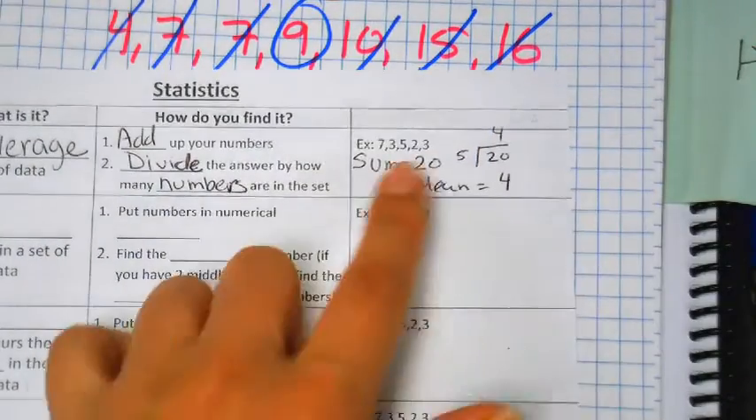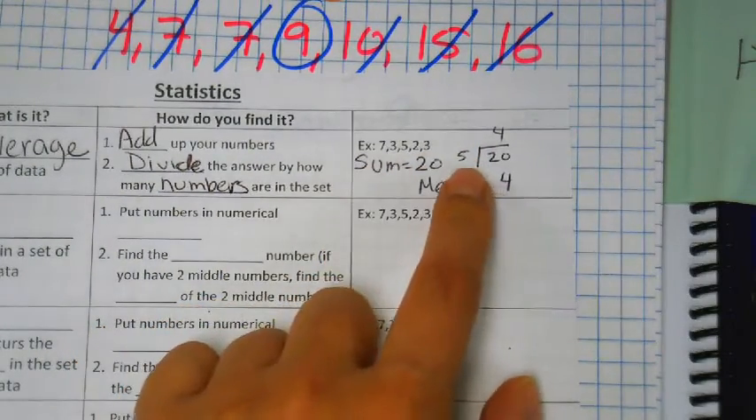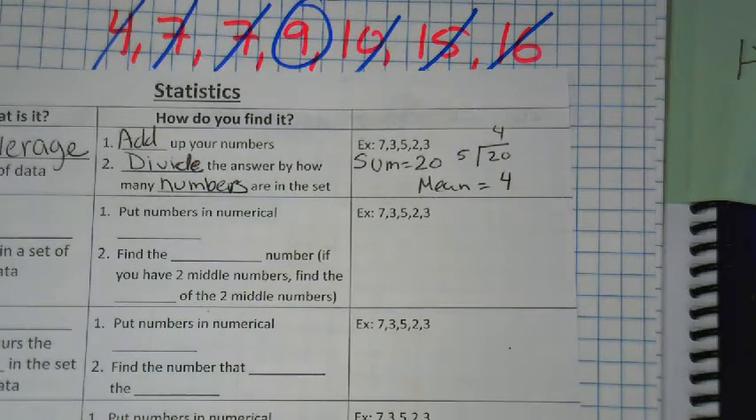So the first thing is you find the sum, which is adding. Then you divide by 5. We divide by 5 because there's 5 numbers listed. And our mean is 4. We okay? So this is what we learned yesterday.